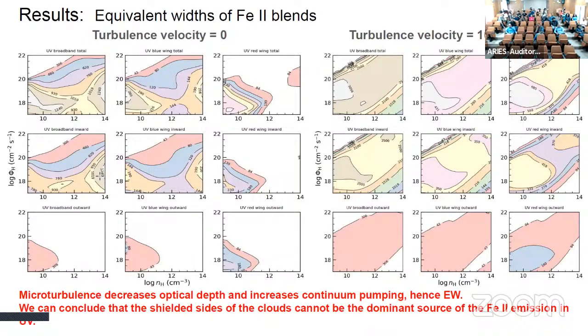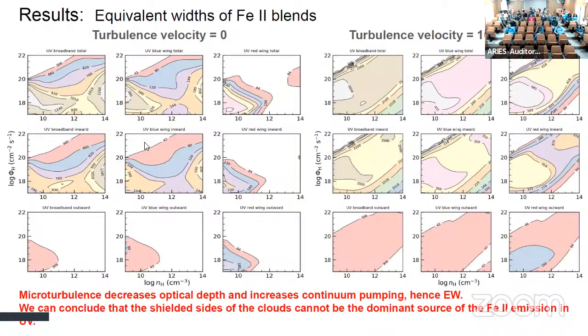So the inward is the radiation which is coming from the illuminated side of the cloud, that means the front side of the cloud. And the outward is the back side of the cloud, and total is the combination. Okay. Here we are testing the suggestion that it could be from the backside or not.